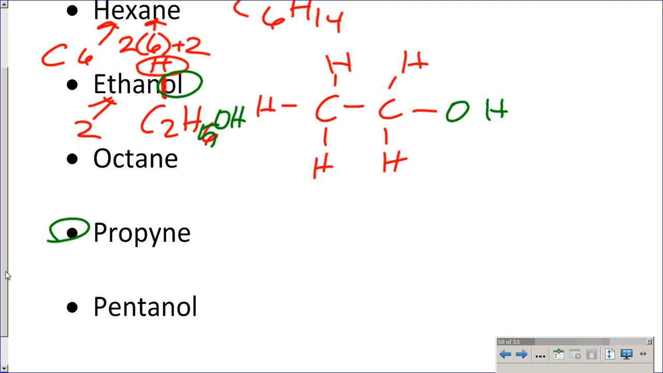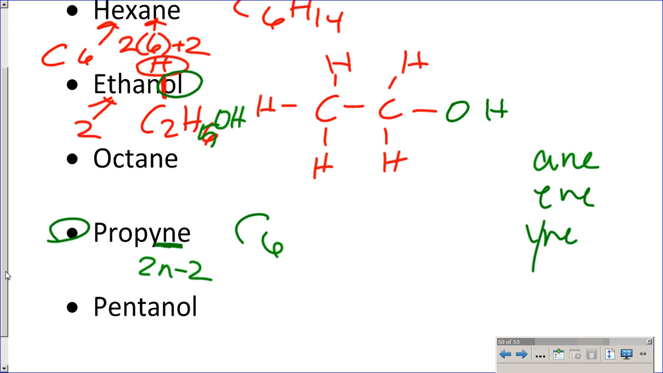Propyne. 3, so C3, yne. 2N minus 2, right? Because ynes, oh, I don't know. Did you guys see this in alphabetical order? Ane, ene, yne. I'm just going to give you my little hints. Ane, ene, yne is alpha order. That one is 2N plus 2. This one was 2N, and this is 2N minus 2. So if you can remember in alpha order, you can remember what each of these things means. I mean, that took me, what, 20 seconds to write out? You can write that out for yourself if you need that reminder.